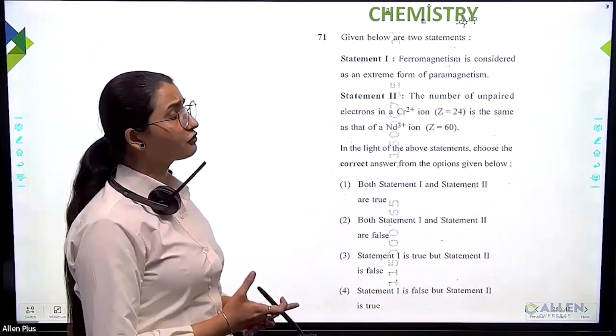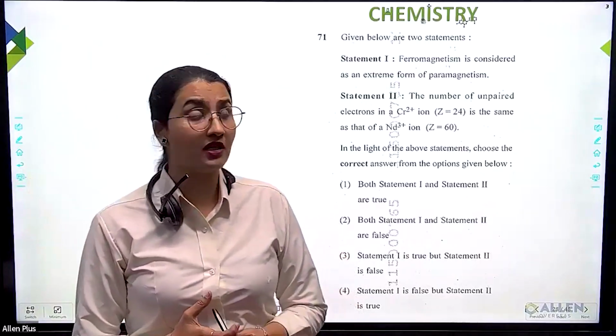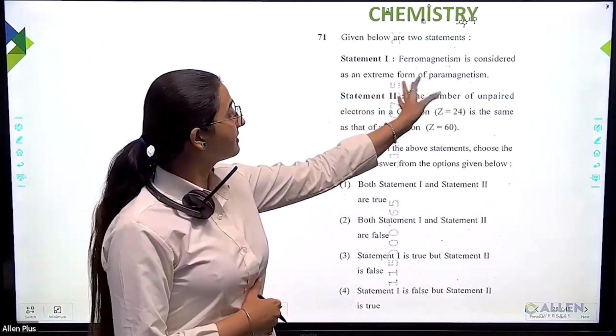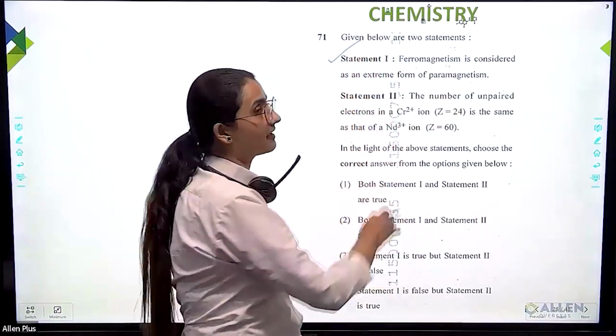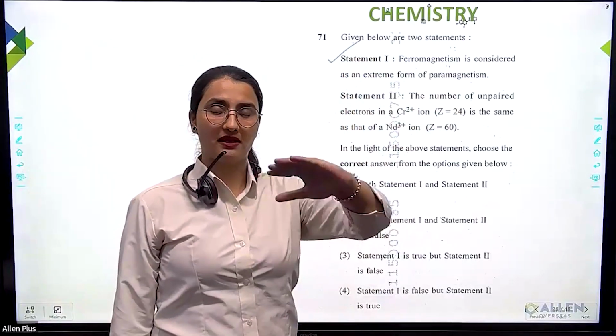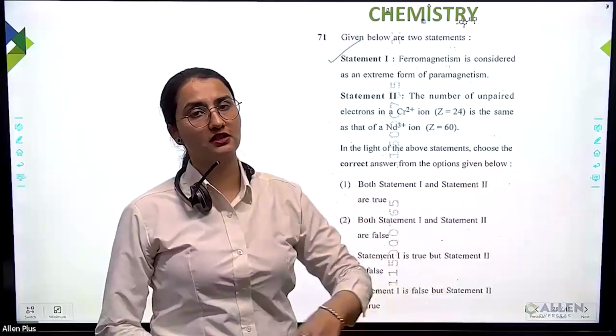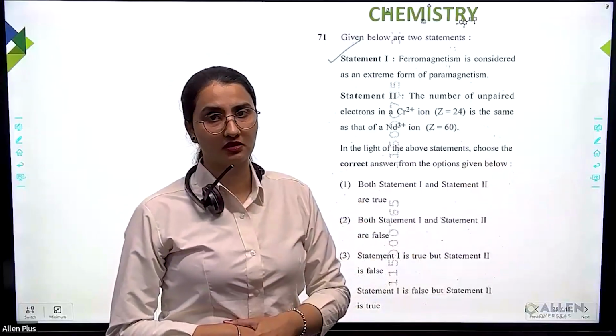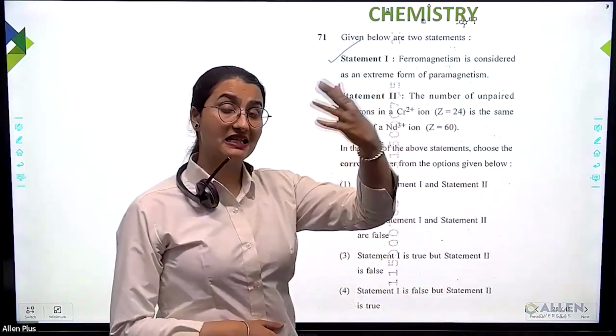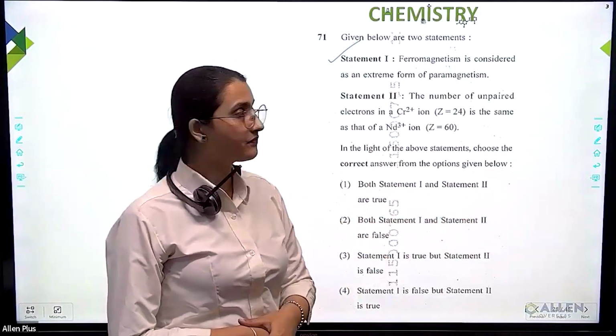Next. So students, this is from chapter D and F block. Correct. Ferromagnetism is considered an extreme form of paramagnetism. Correct. In ferromagnetism, all spins of electrons are oriented in a particular direction. Examples of ferromagnetic materials are iron, cobalt, right?